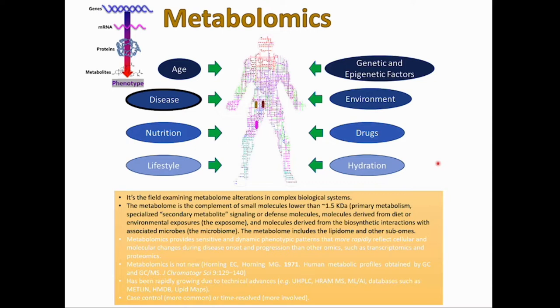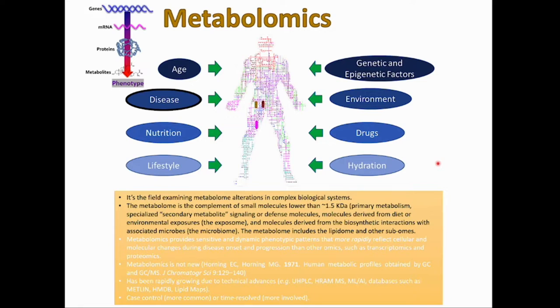And that involves molecules that have to do with primary metabolism, what we learn in biochemistry classes, and secondary metabolites. Those are very important in plants. That could be signaling molecules, defense molecules. You can have molecules derived from diet. I always joke that every time you have lunch, you're changing your metabolome. Molecules that have to do with exposure, that's the exposome. So if you live in an area that is highly contaminated, your body will show that.